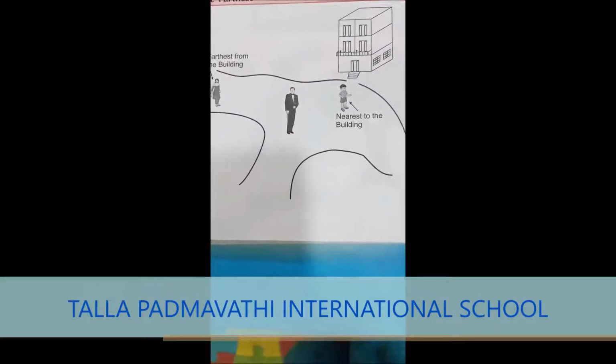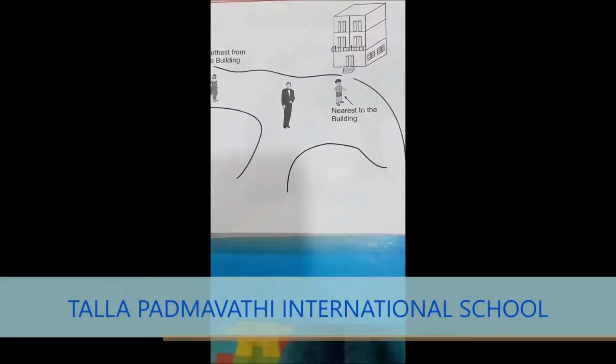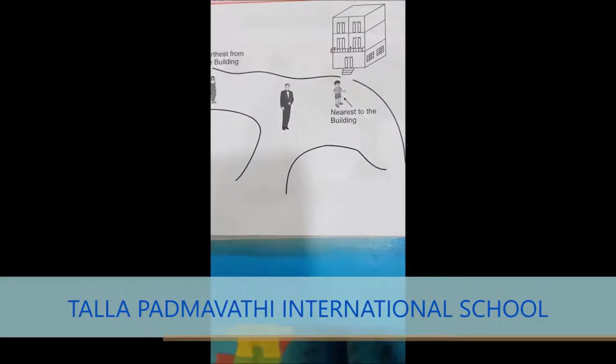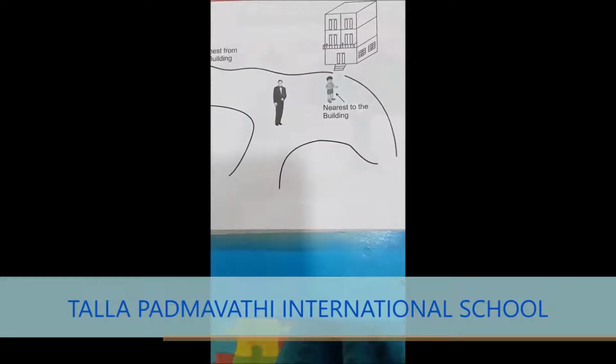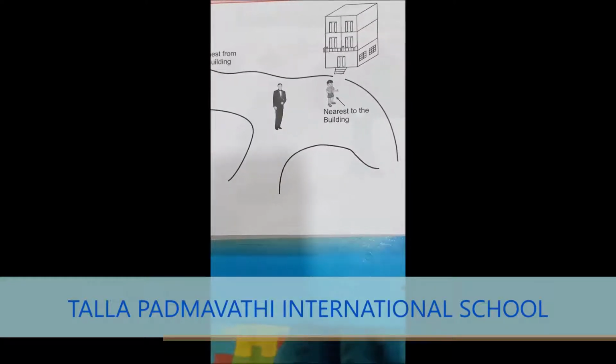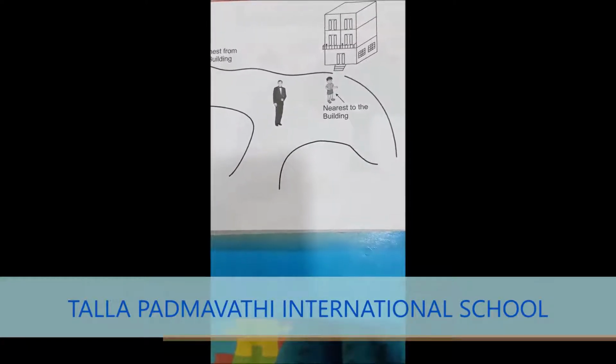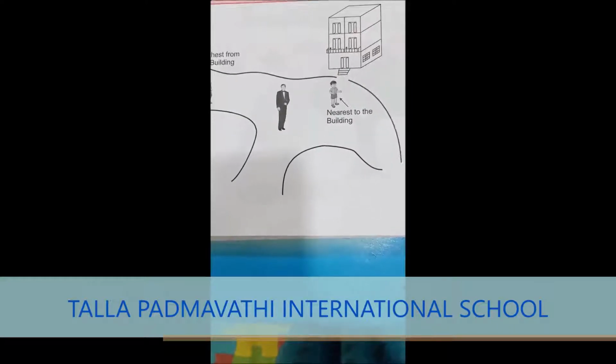Now children, here is a little homework for you. You need to draw a picture showing a number of people in it and coloring the one which is nearest and the one which is farthest from the building.